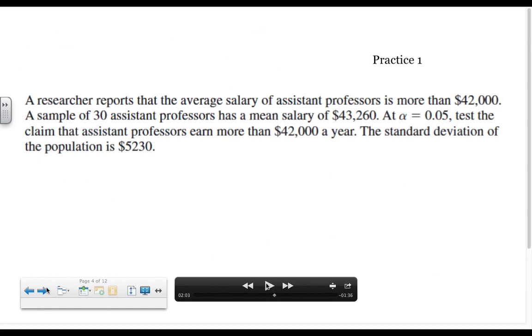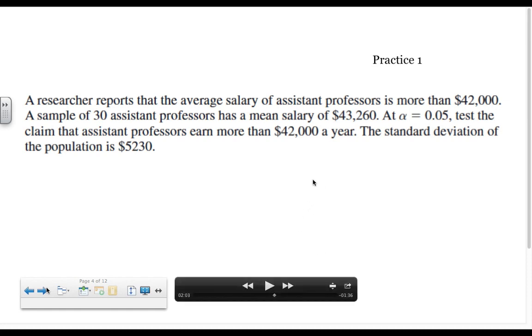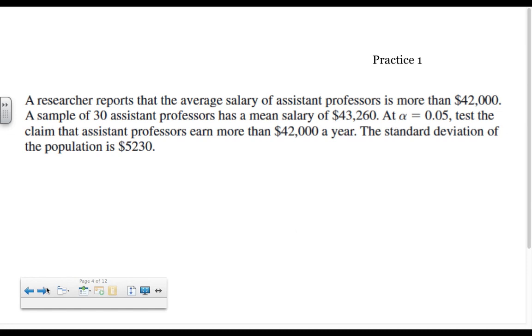All right, here's your practice problem. A researcher reports that the average salary of assistant professors is more than $42,000. A sample of 32 assistant professors have a mean of $43,260. At alpha equals 0.05, test the claim that the assistant professors earn more than $42,000 a year. The standard deviation of the population is 5,230. So the first thing you need to do is to state your hypotheses, find your critical value, calculate your test value, and then decide if you're going to reject or not.